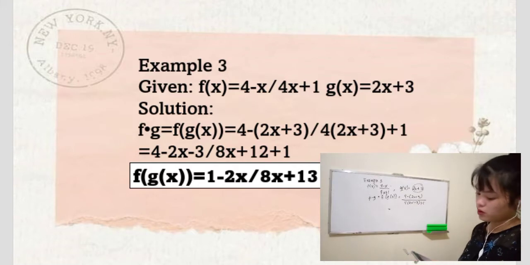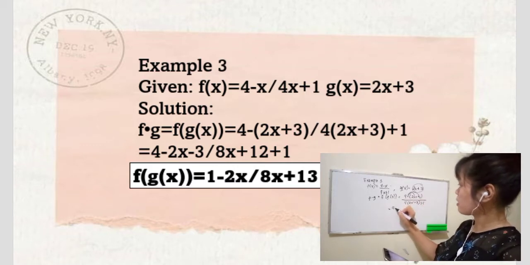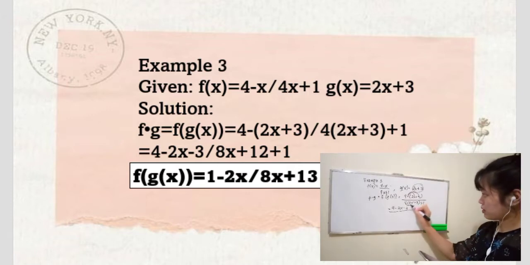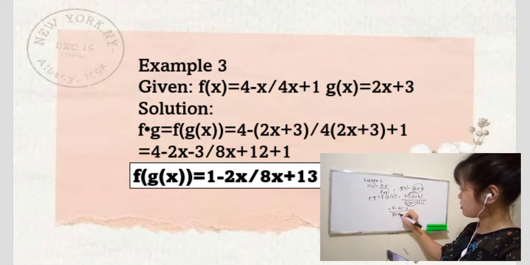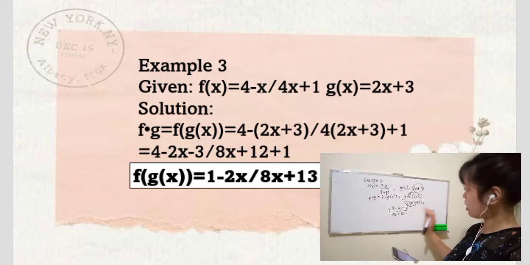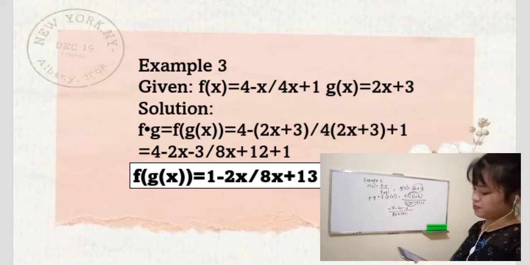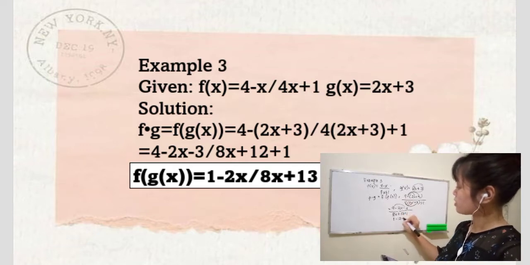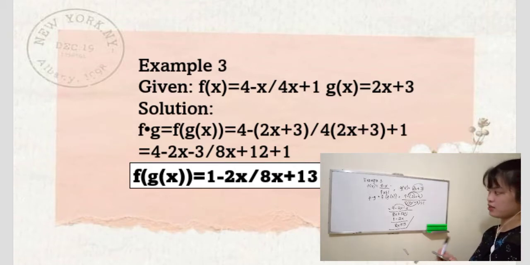So, substitute lang natin to, yung pinaka-minus dito, tsaka doon. So, 4 minus 2x minus 3 over dito naman, distribute ulit natin. So, magiging 8x plus 12 plus 1. Ang magiging sagot natin dyan is 4 minus 3, 1 minus 2x over 8x, 12 plus 1 is 13. So, ito yung pinaka-final answer natin.